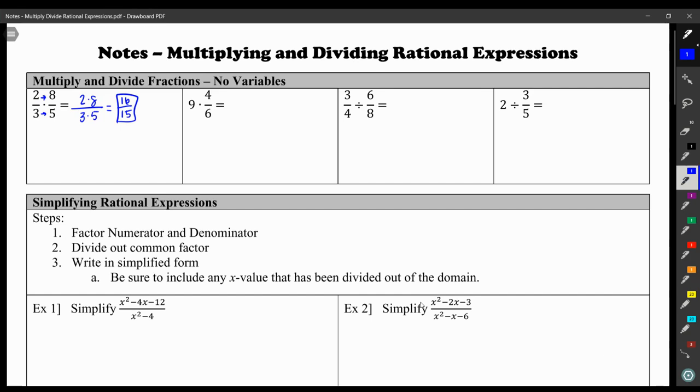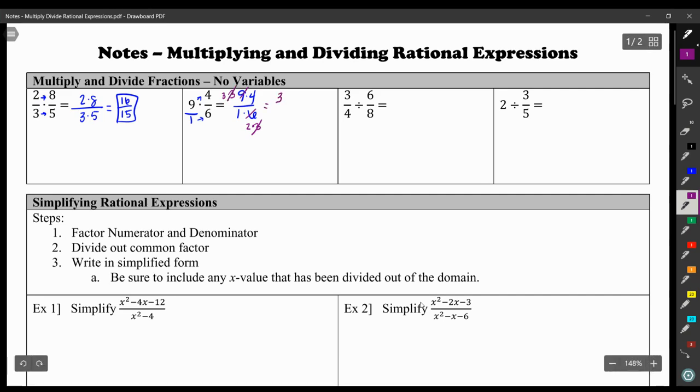Now, if there's a whole number, remember to divide this by 1, and so we really have 9 times 4 over 1 times 6. However, I do know that 6 factors into 2 times 3, and I know that 9 factors into 3 times 3. So I can cancel out or simplify the 3 and the 3. That common factor I can simplify out.